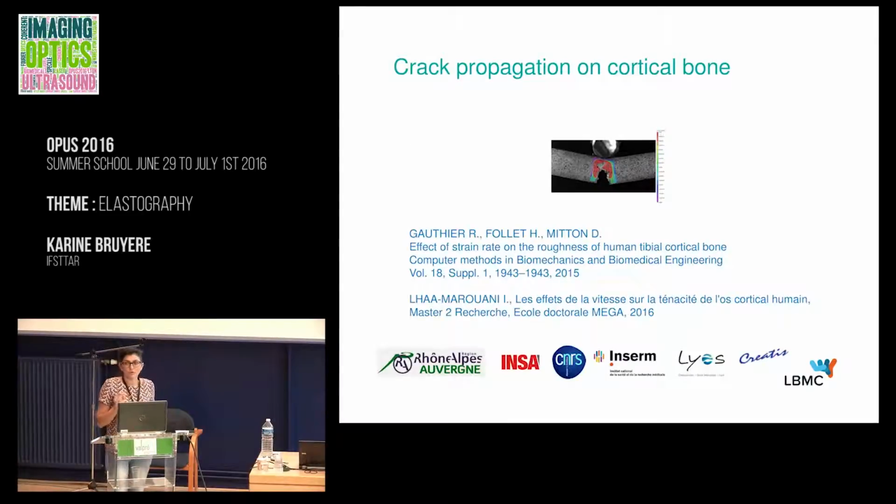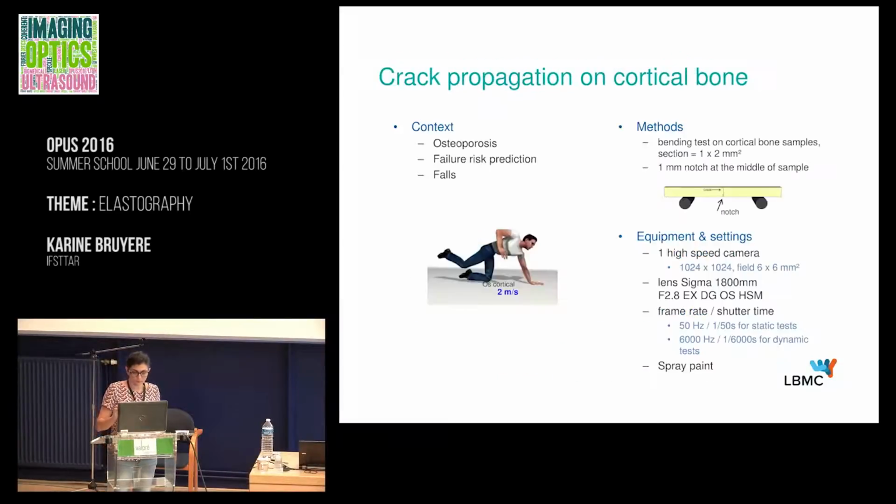Now, an illustration on cortical bone. We started with skin with a quite large field of 50 millimeters by 50 millimeters. On the inflation test on the liver capsule, we are about 30 millimeters by 30 millimeters. Here we study cortical bone, and we have a field of view of about several millimeters. The context of this study on cortical bone is the failure risk prediction in case of falls, specifically with the bone quality and osteoporosis.